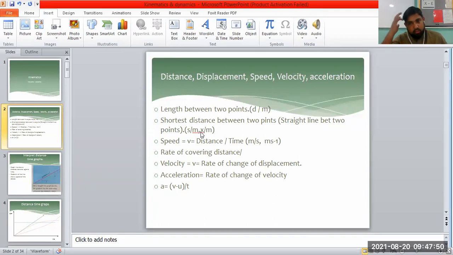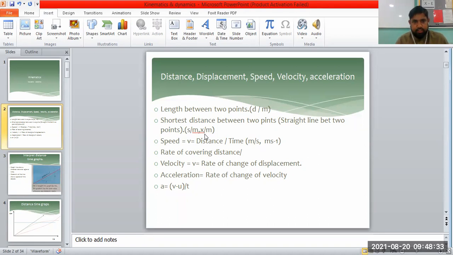Now there is a common mistake which students make: the symbol S they normally use to denote speed. This is not the case. For speed you have the symbol V, or even for velocity you have V. But for displacement you have S or X. And the unit will be the same for all three. D, S, X all will have the same units. So it can be meters, centimeters, millimeters, kilometers, all the multiples and submultiples of meters.